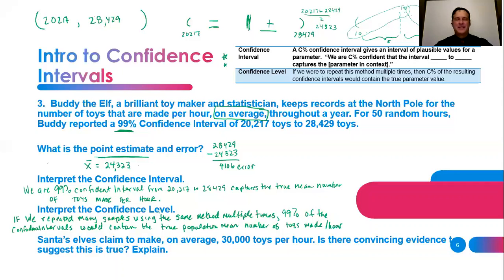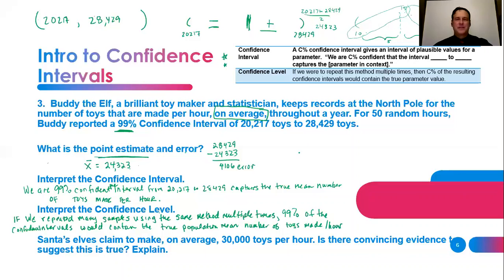All right, now here's the last sentence, and it really lets us know that you understand what's going on. Think about what our second last sentence says. It says, describe a 99% confidence interval. It says we are 99% confident the interval from 20,217 to 28,429 captures the true mean number of toys that are made.